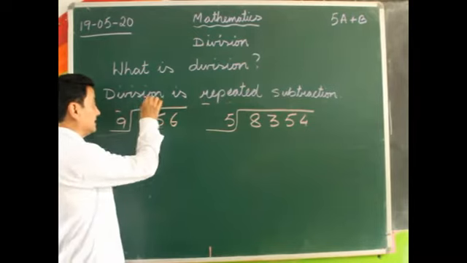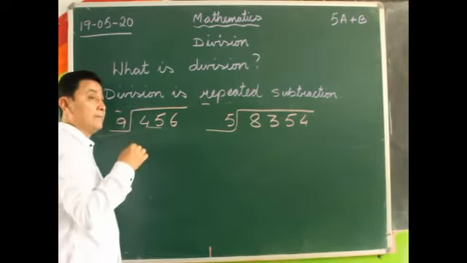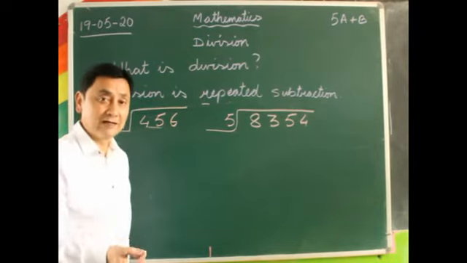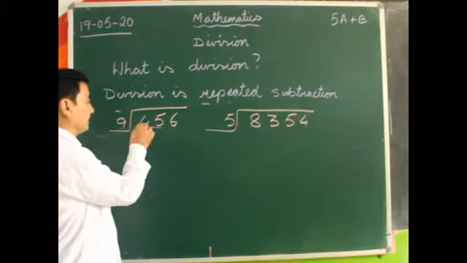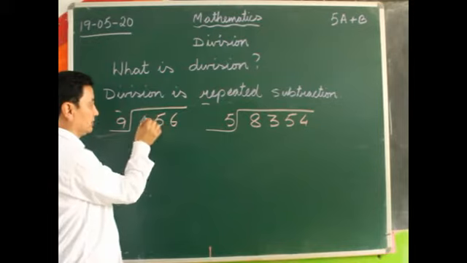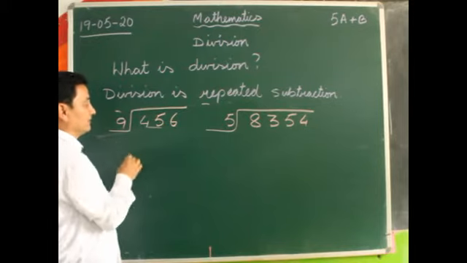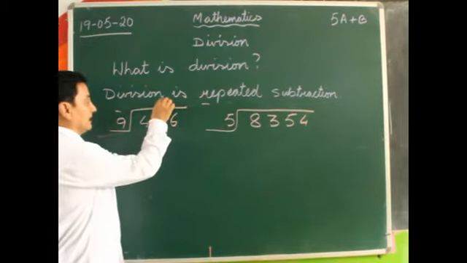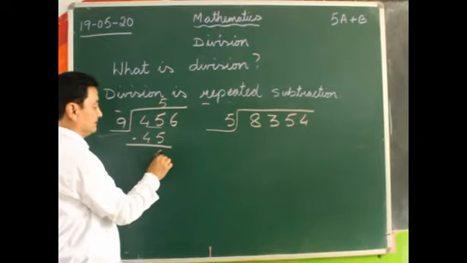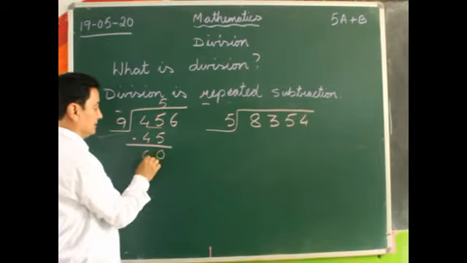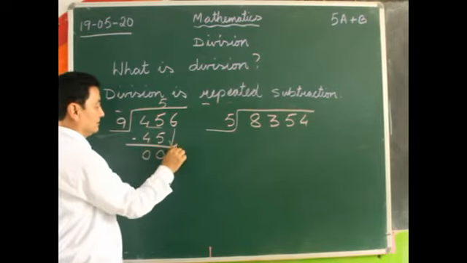No need writing 9 zeros as 0 like some of you do, but if you want to do it, you can do it. If it's easy for you, you can do it that way. But let's do it the other way, which I do it. 9 goes into 45 how many times? 9 fives are 45. 5 minus 5, 0. 4 minus 4, 0.